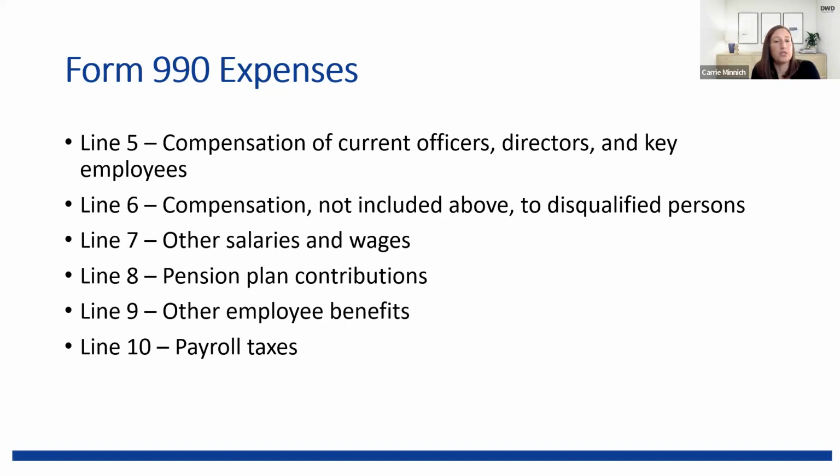Pension plan contributions, those would be for your other non-CEO, non-executive director benefits. Oh, line 7, I skipped that, I'm sorry. Other salaries and wages, that would be the salaries that you're paying to all of your other employees. So not your executive director, your CEO, but all of your other employees. And then all of your other employees' retirement plan contributions, all of your other employee benefits and payroll taxes.